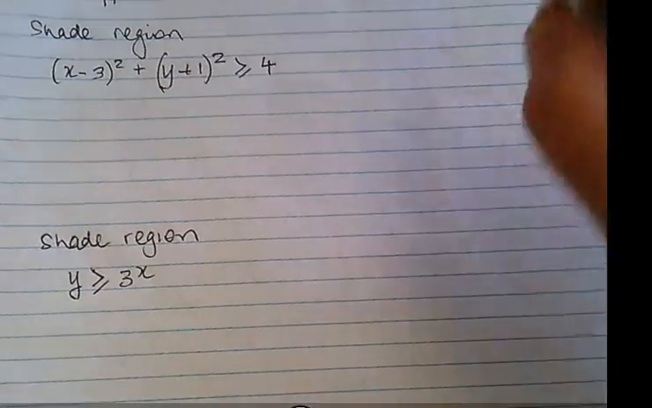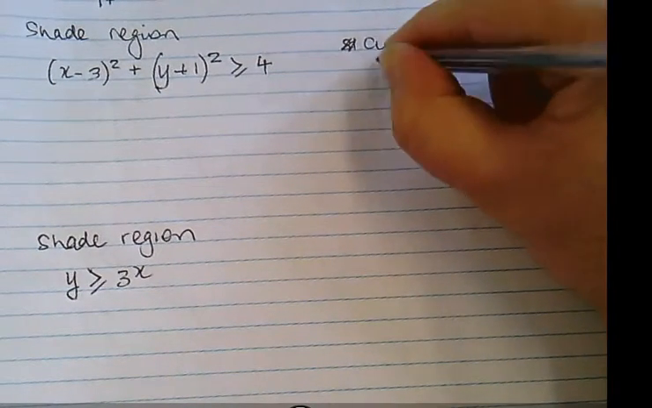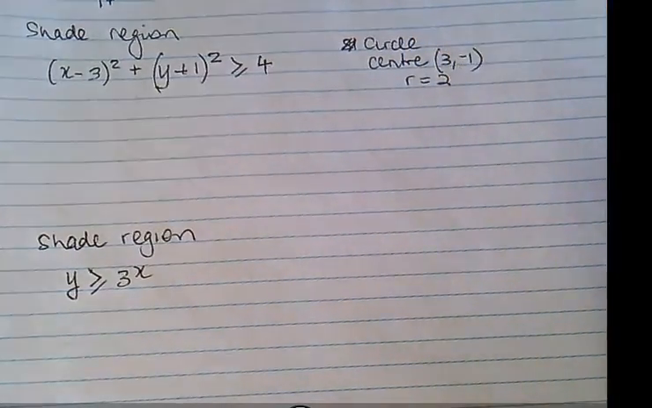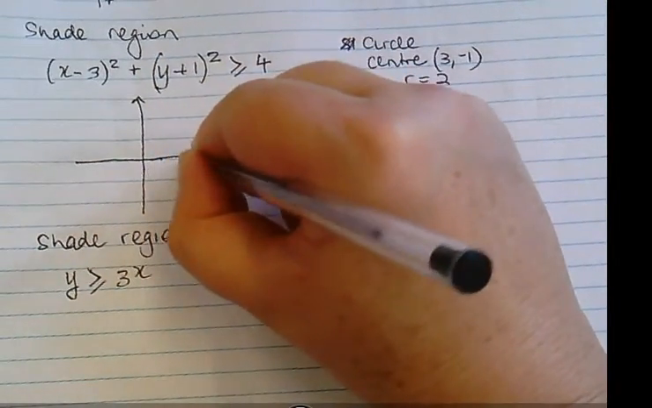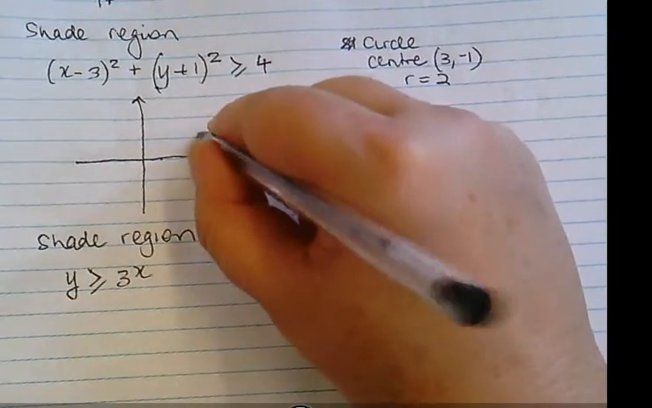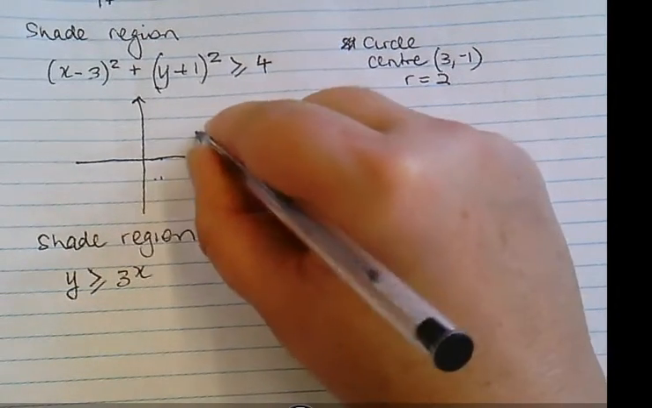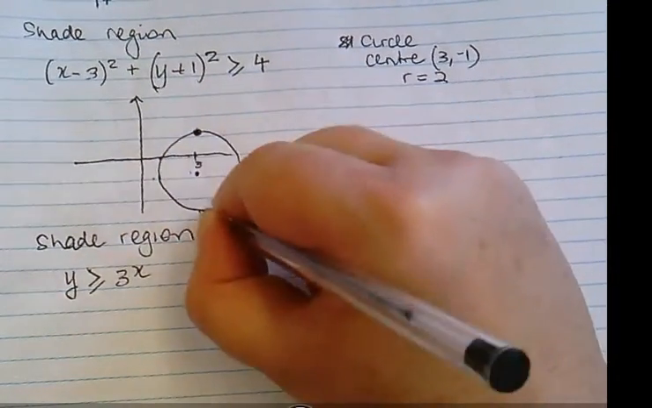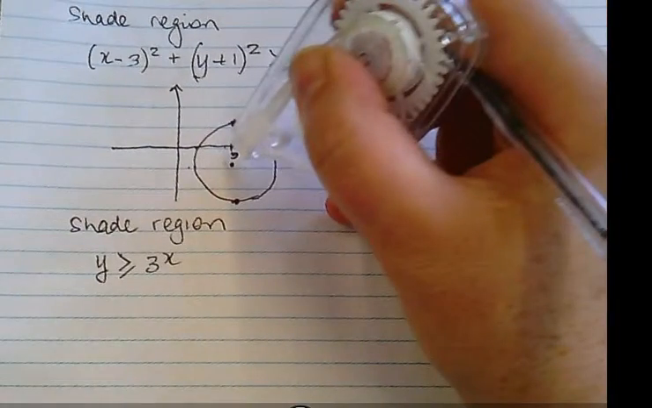Region. What is this? It's a circle. Center 3, negative 1, radius 2. So 3, negative 1. Look, it's not to scale, okay? But if this is 3 and the radius is 2, it's going to come about here. So it looks like this. You are going to have to indicate where your endpoints are if you're doing a sketch, and your center.